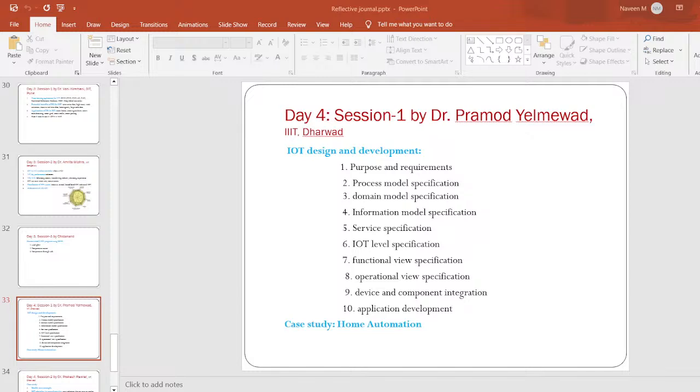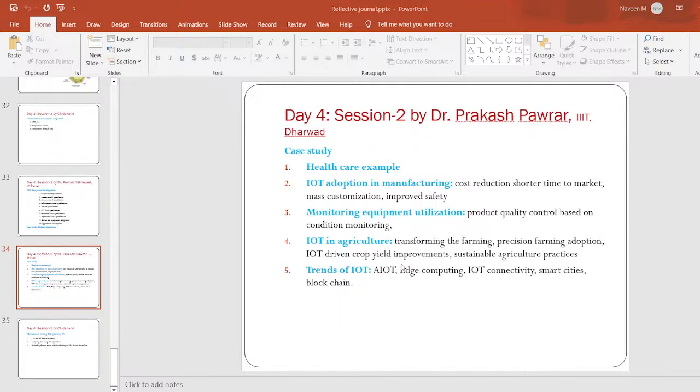He correlated all these concepts with one case study, that is home automation. Then coming to the second session on day 4, it was by Dr. Prakash Pawar sir, IIIT Dharwad. He started his talk with healthcare examples. Then he talked about IoT adaptation in manufacturing, monitoring equipment utilization, IoT in agriculture, and trends of IoT. Sir discussed all these topics.